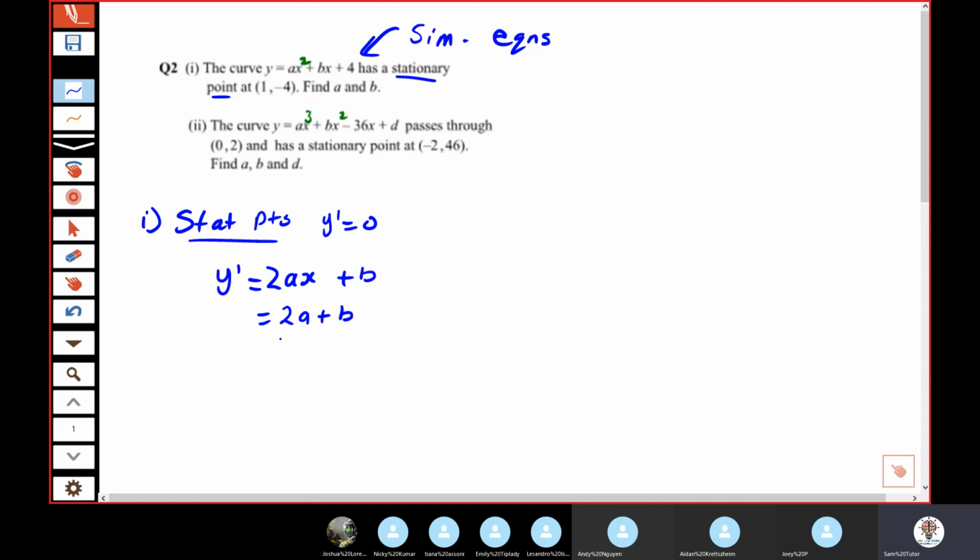The ones that did it at home wrote what? What do you think they wrote? Negative 4. What does negative 4 stand for? y, not y dash. Don't mix up the letters. y dash is equal to 0. There's equation 1. Equation 2, a lot of people now have problems with.